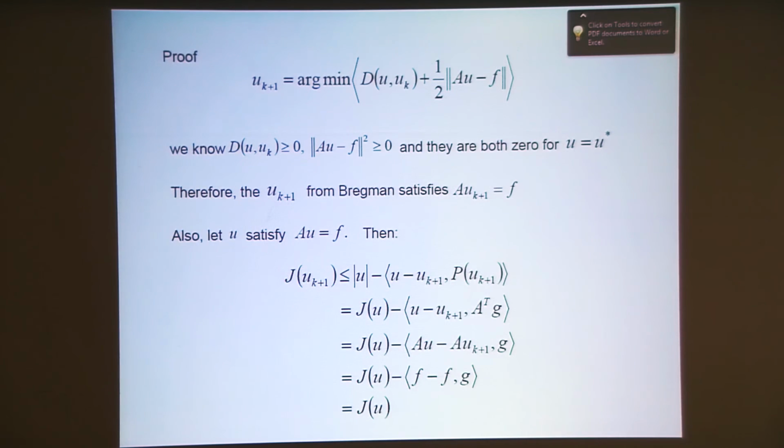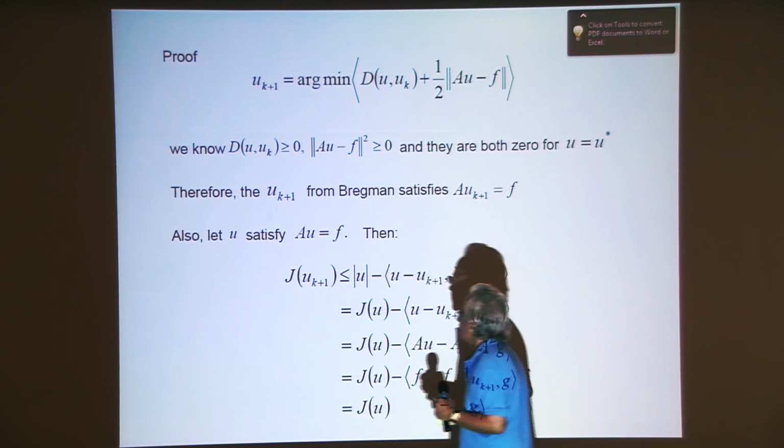And the proof is real simple. u^(k+1) is the argmin of that sum. Both those quantities are non-negative. I haven't told you the Bregman distance is non-negative. You can see that from that diagram, right? It's going to be non-negative if J is convex. So D of u, u^k is non-negative, and the norm of Au minus f is non-negative. They're both 0 for u equals u star. So to minimize, it has to be 0, which means that Au^(k+1) equals f. The next iteration has that property.